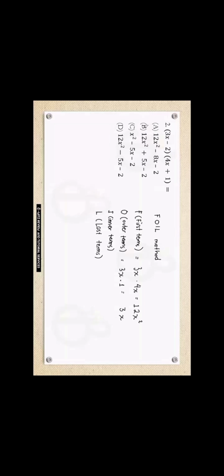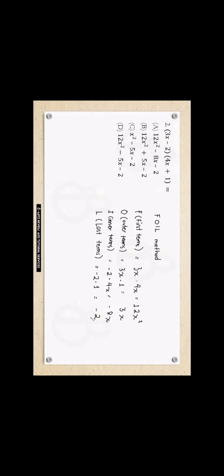For the inner terms, we have negative 2 and positive 4x. Take note that the sign for the first will be negative 2. It is very important to take note of the sign. Now the product will be equal to negative 8x. Lastly, for our last terms, we have negative 2 and positive 1. Now negative 2 multiplied to 1 will give us a result negative 2.